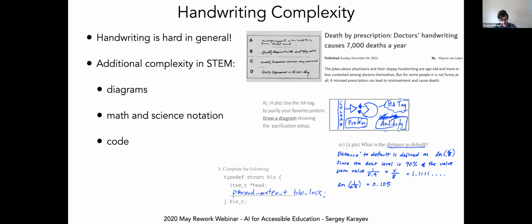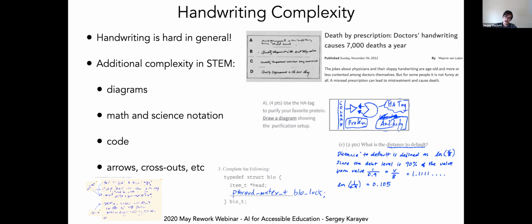A lot of handwriting recognition has a language model on top of it that basically corrects mistakes. But if you do that for code, it doesn't do the right thing. You kind of want the underscores and the exact characters. And then you have stuff like arrows and crossouts. So a student might write something, cross it out, or a student might write an answer and then write another answer and put an arrow into the first answer. And so following those arrows is actually quite complicated.